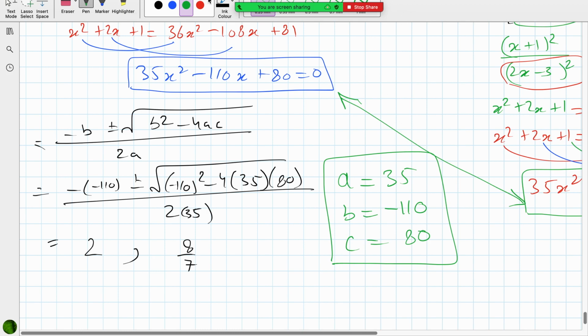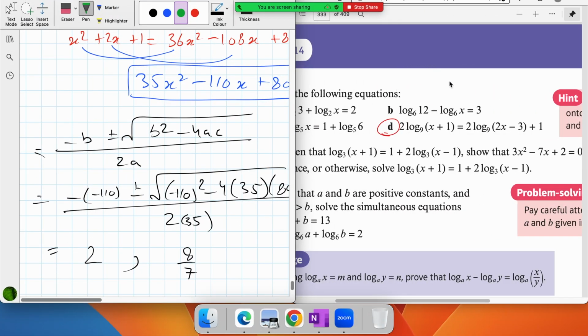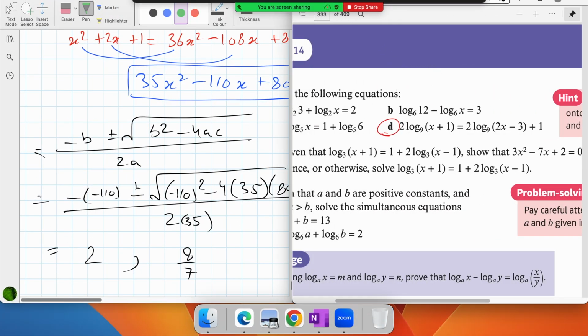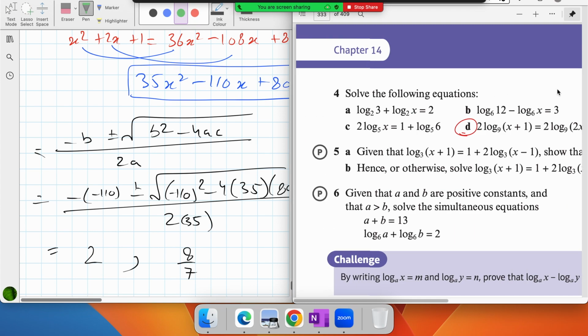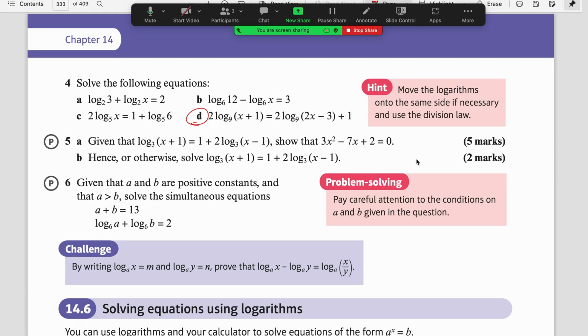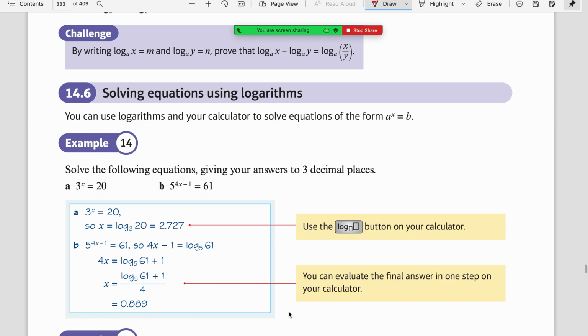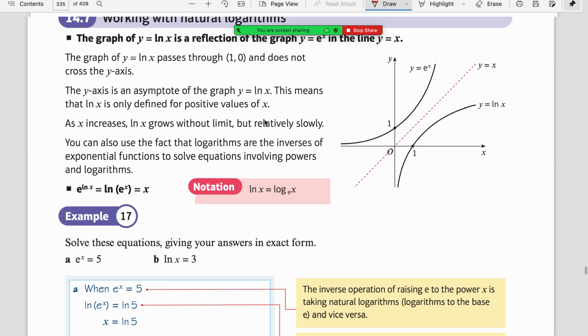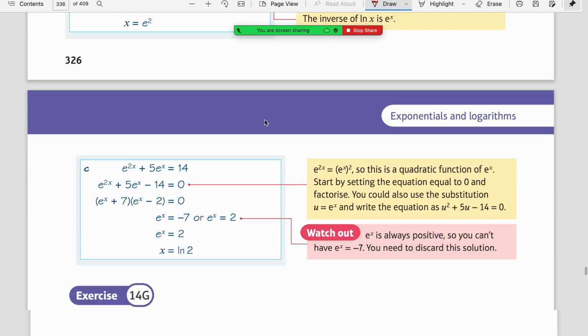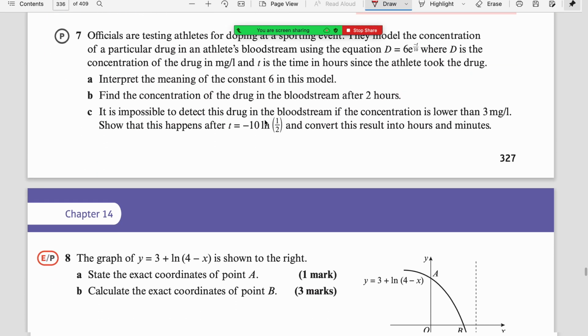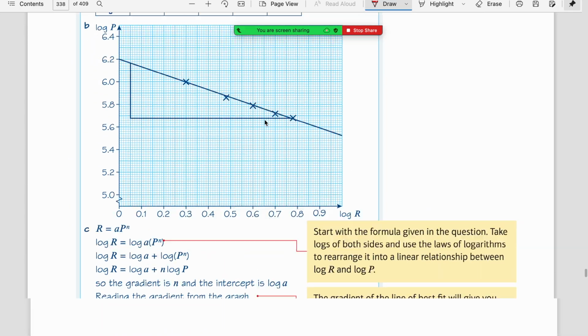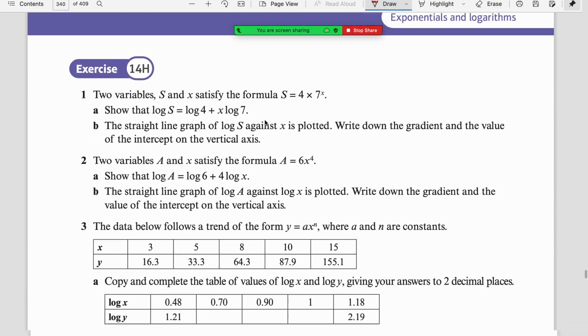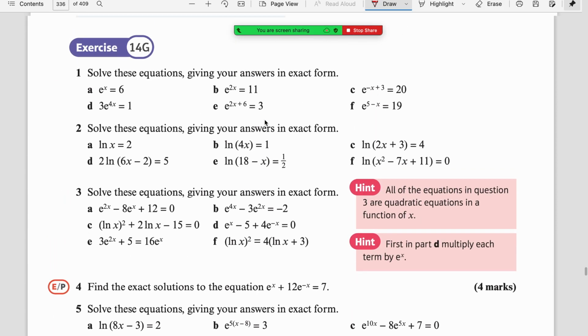So this was about exponentials and logarithms. 2 and 8 by 7. Yes, that's it. What else we'll be looking at? Okay, solving equations, working with natural log. One or two concepts are there, and then we'll be done with this chapter. Inshallah, we'll cover them tomorrow. Natural logs.